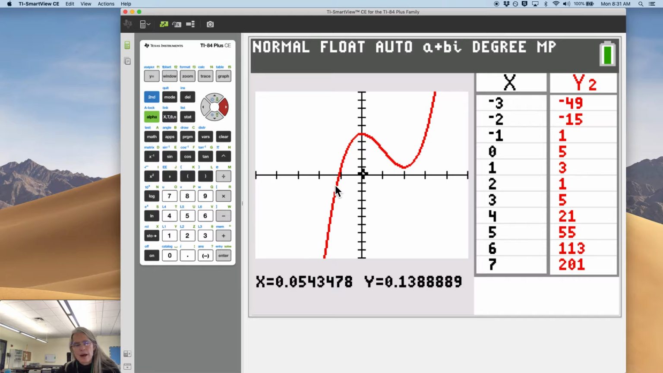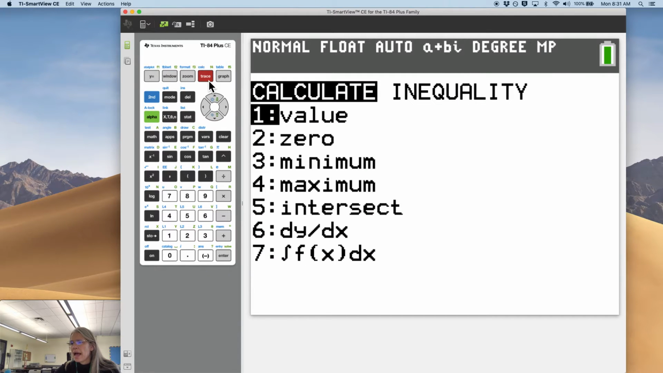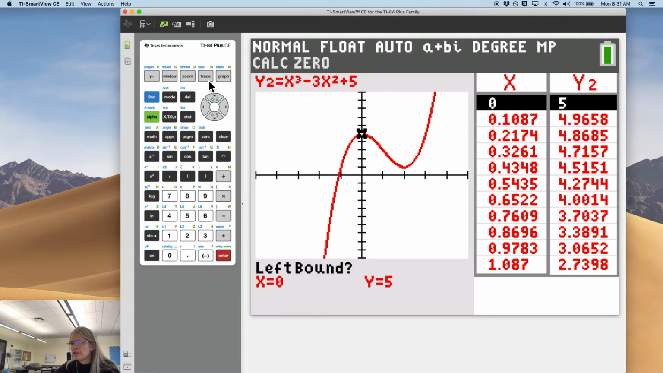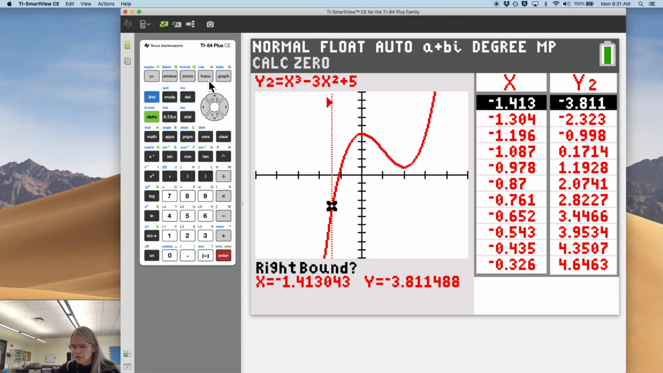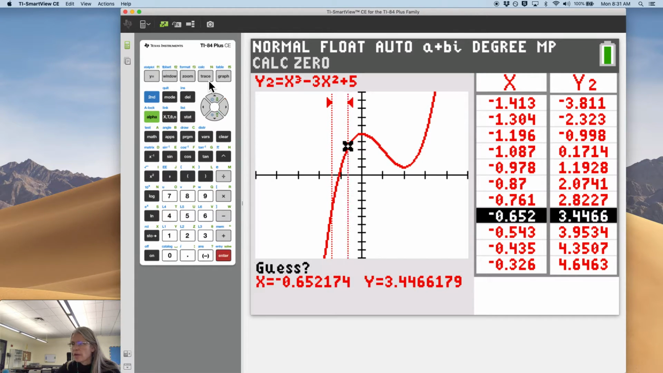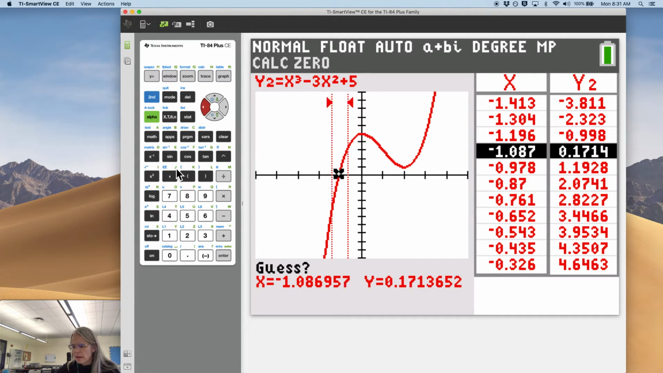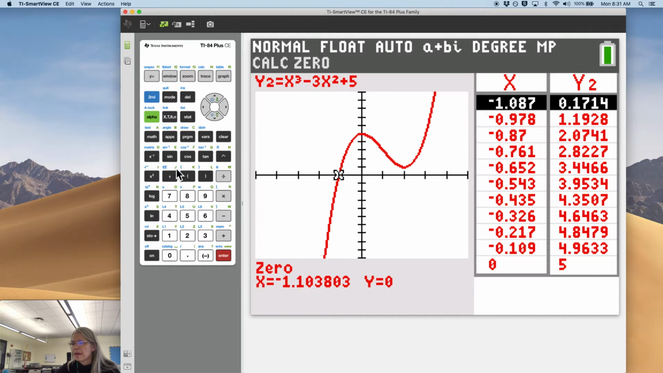Now, we already know how to find the x-intercepts. So let's just review that really quick. We're going to go to second calc, and we do the 0. So we hit enter, and it asks for left bound, so we're going to use our arrow key to hit enter, and then our arrow key again. And those two arrows, remember, have to be pointing towards one another. And if you want to guess, you can move your arrow key back, and you hit enter. And there is your x value right there at -1.1.